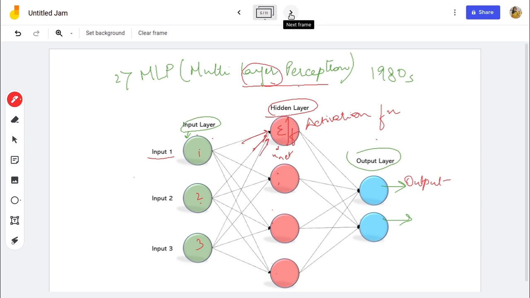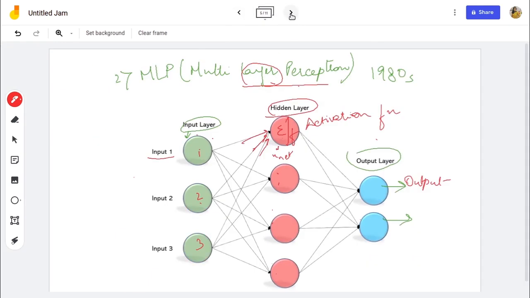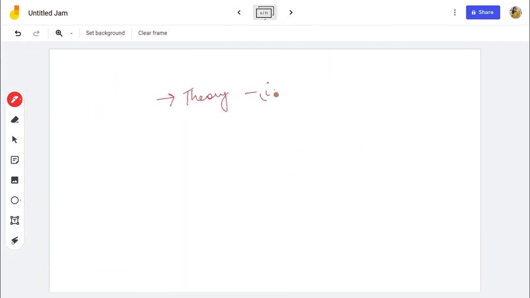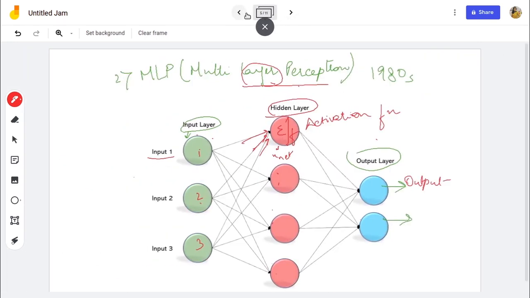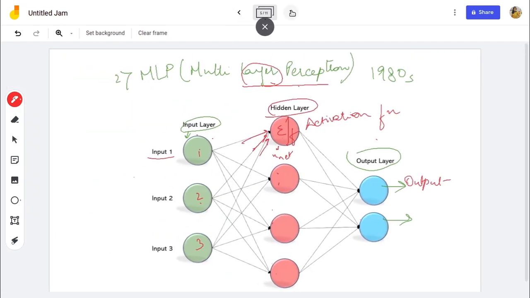So what were the problems with the multi-layer perceptron? Well, the first problem was theory. It could only be proved in theory. There was no way you could practically prove this, and the reason for this was, number 1, lack of resources. That means less computational power. The RAMs at that time and the GPUs, I don't think they had GPUs, but the lack of RAM at that time meant low computational power. Our computers were not strong enough at that time to actually compute this and prove it in practice. So it was left in theory.